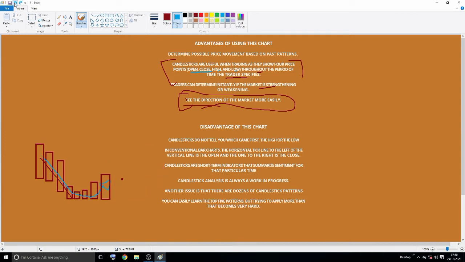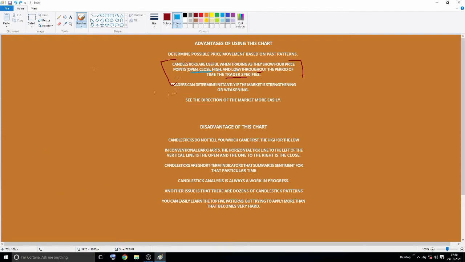So let's talk about the disadvantages of this chart. Candlesticks do not tell you which came first, the high or the low. So if it opened and you can see that it's complete, it doesn't tell you whether the low came first before the high, or the high came first before the low. You just know that there's a high and there's a low.